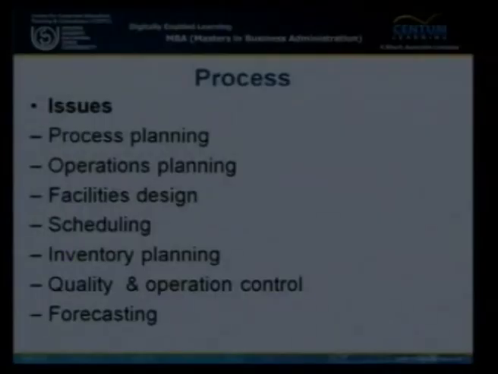The next is intermittent operations. Intermittent operation means that they help you build up certain kinds of things. That is the combination of things. Then we go for how to deliver this process, or what issues are important in processes. One is process planning. Next is operation planning, facilities design, scheduling, inventory planning, quality and operation controls and forecasting.